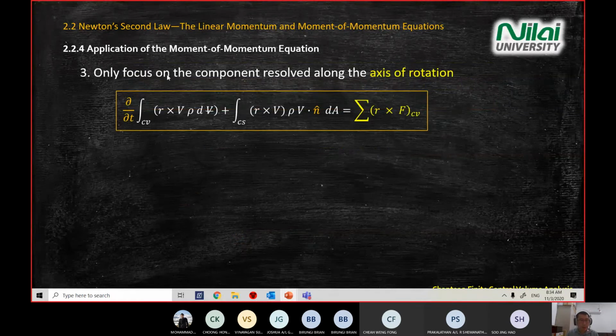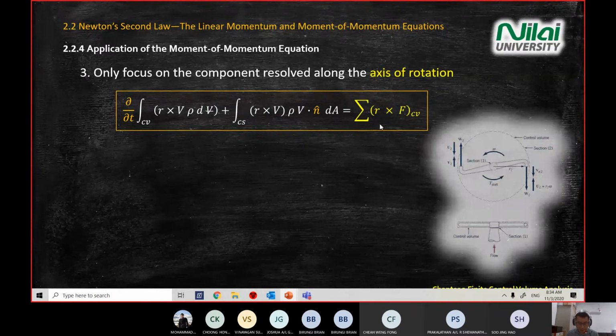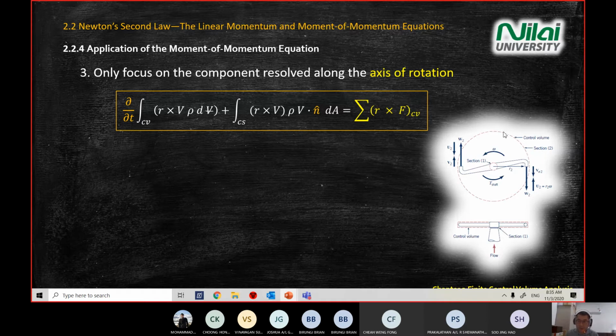The third one: we only focus on the axis of rotation. It means if you look at question 32, the moment of momentum equation, we look at R cross F. There's a diagram under question 33 with a sprinkler head here, where you have R times the relative flow velocity, and so on.